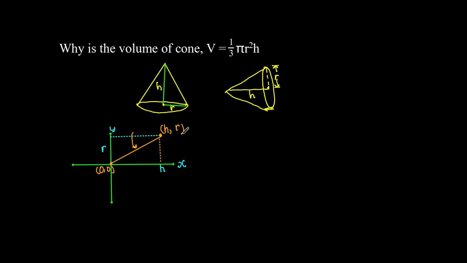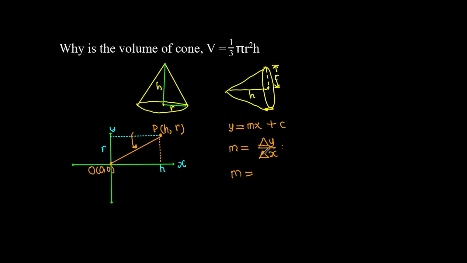And we know how to get the equation of a straight line. The equation of a straight line is always presented by a general formula, that is y equals mx plus c, where m is the gradient and c is the y-intercept. So let's get the gradient of this line with point O, and this point we can call P with coordinates h, r.